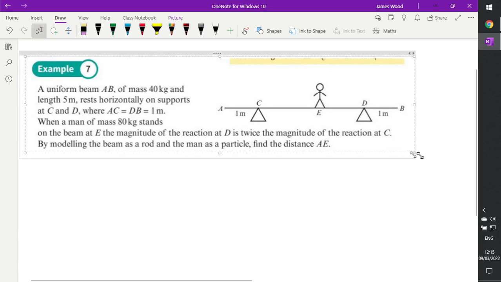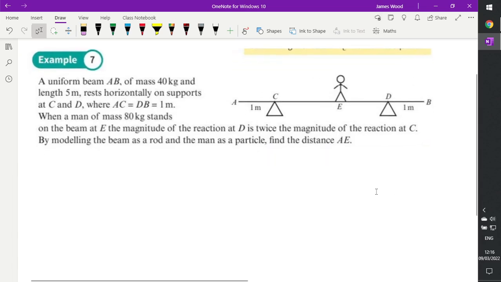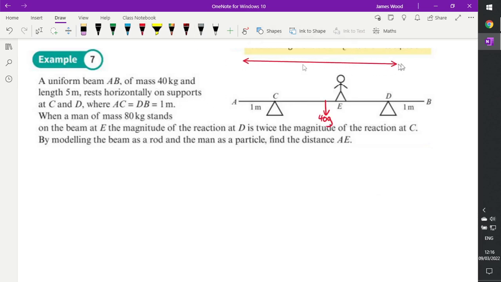Okay, so a slightly different style of problem here. So a uniform beam, so the centre of mass is halfway, of mass 40 kilograms. So let's just put that on straight away. So halfway there, so that's 40g. And length 5 meters. Okay, so the overall length is 5 meters. We'll stick that on as well. It is worth spending time making a diagram good and useful.